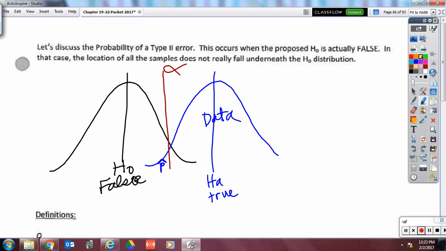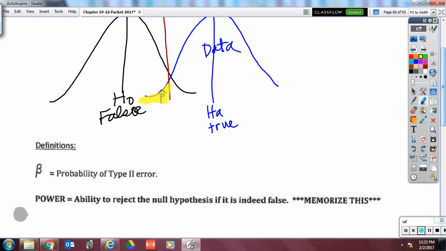All right, so this is a sizable area. I mean, we have a measurable amount of area. And so that is a probability. That area is called the probability of a type 2 error. Whereas alpha was the probability of a type 1 error, we can just draw an arrow here. This section here is beta, which is the probability of a type 2 error.